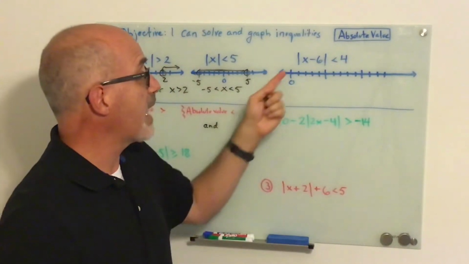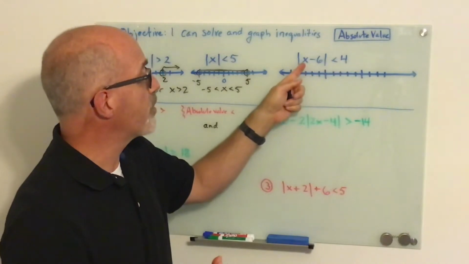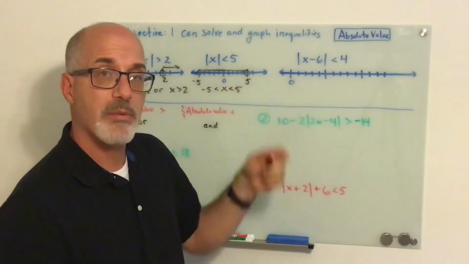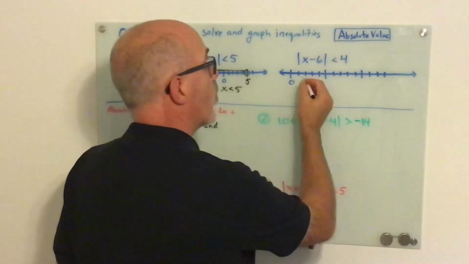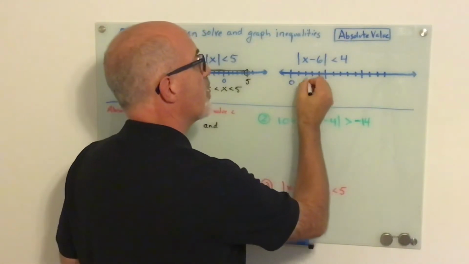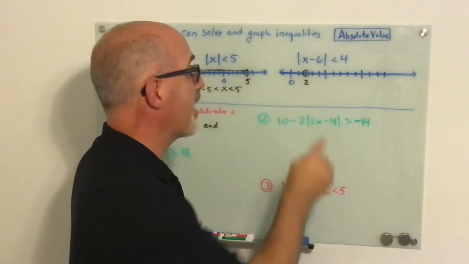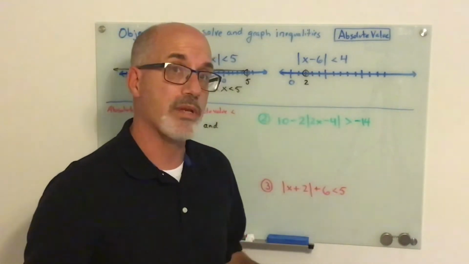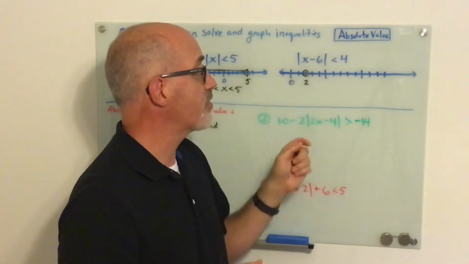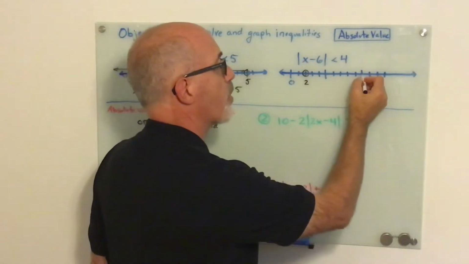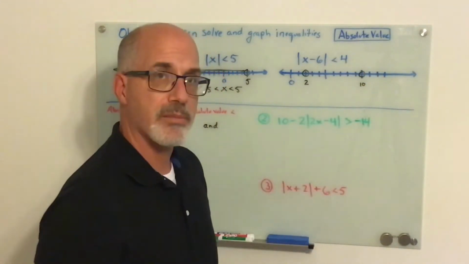What we do is think about when this would equal 4. Well, if we put 2 minus 6, that would be negative 4, and the absolute value of it would be 4. So at 2, we've got a limit to what we're working with. And then also if I put in 10, that would make the inside part equal 4. So 10 minus 6 is 4, absolute value is 4. So out here at 10 is the other spot.